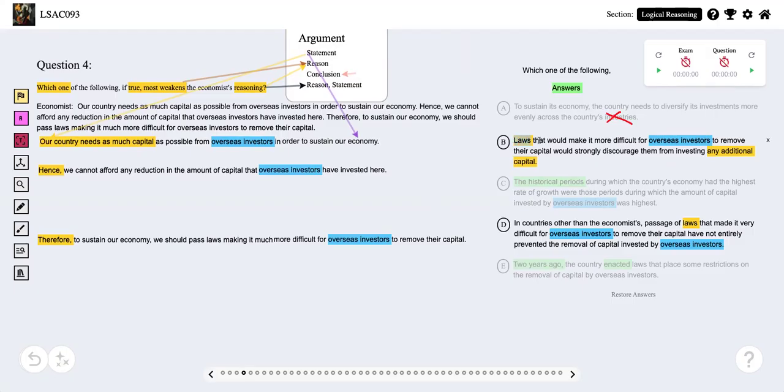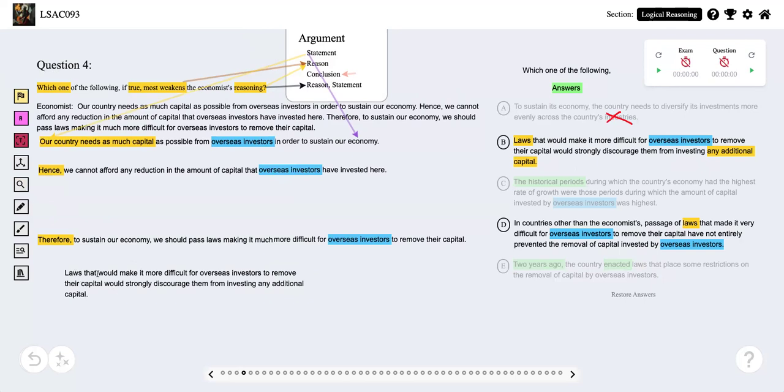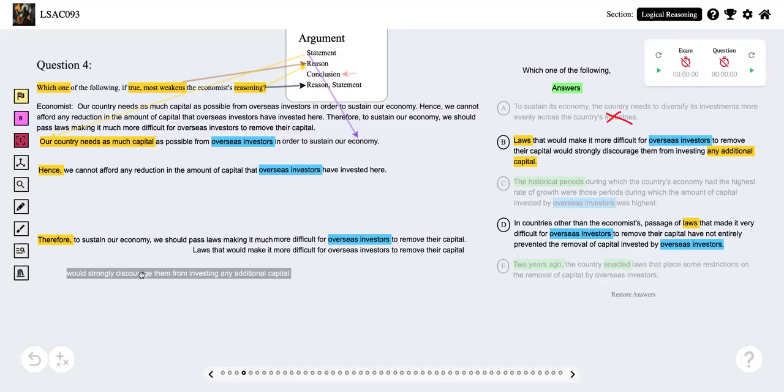Well, let's take a look and see if we can take all of this, copy and paste it, and see if we can match any of this. Laws that would make it much more difficult for overseas investors to remove their capital would strongly discourage them from investing any additional capital.